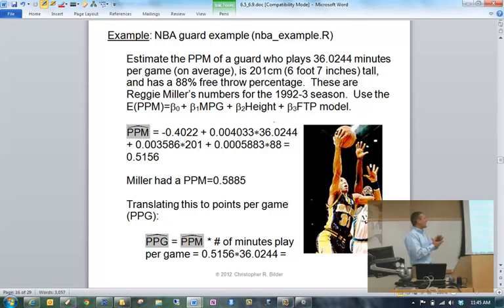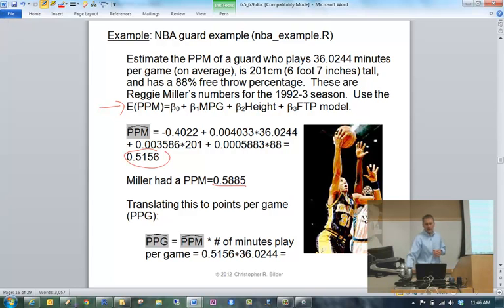Anyway, for this particular season, he played 36 minutes per game. He was 6'7", so 201 centimeters tall, and has an 88% free throw percentage. Let's use this model that we've been using before to estimate his PPM, and then also get a confidence interval for the expected value of PPM and a prediction interval for PPM. So for Reggie Miller, his estimated PPM, plugging in those predicted variable values, is 0.5156. This particular season, though, notice that his actual PPM was higher.